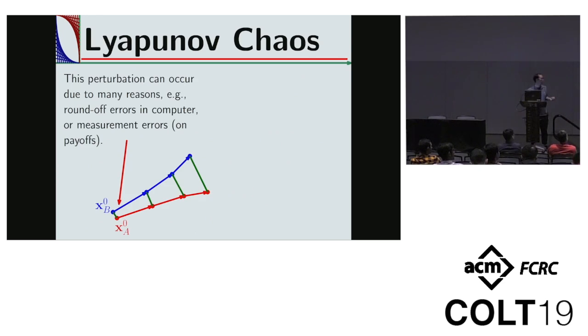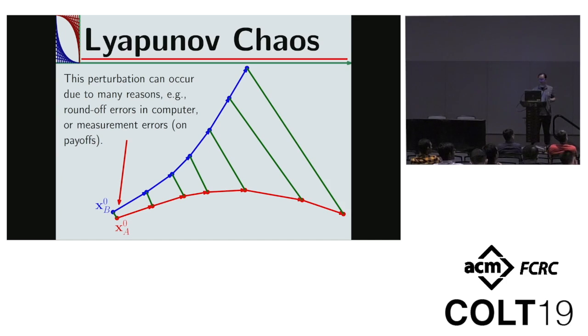And here is a pictorial illustration of what might be happening. From a computational perspective, we note that the perturbation can occur due to many reasons. It can occur due to measurement errors, but most importantly, it can occur due to just round-off errors. Because when you run the algorithm, our computer does not have infinite precision. So when you run the algorithm, at every step you need to do a round-off. And this kind of round-off errors may accumulate to lead to devastatingly different outcomes in the long run.